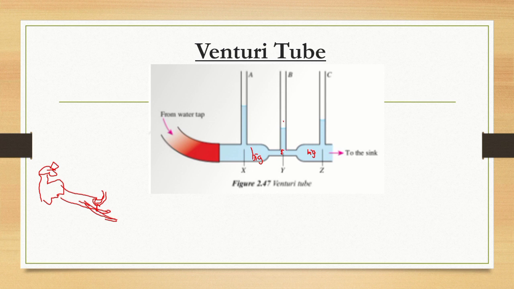Okay, this one juga narrow kan. So the velocity here is the highest one. Compared to X and Z, Y has the highest velocity. So as we learned before, the higher the velocity, the lower the pressure. Yes, the higher the velocity, the lower the pressure. At the Y, it will have the lowest pressure, lowest water pressure.